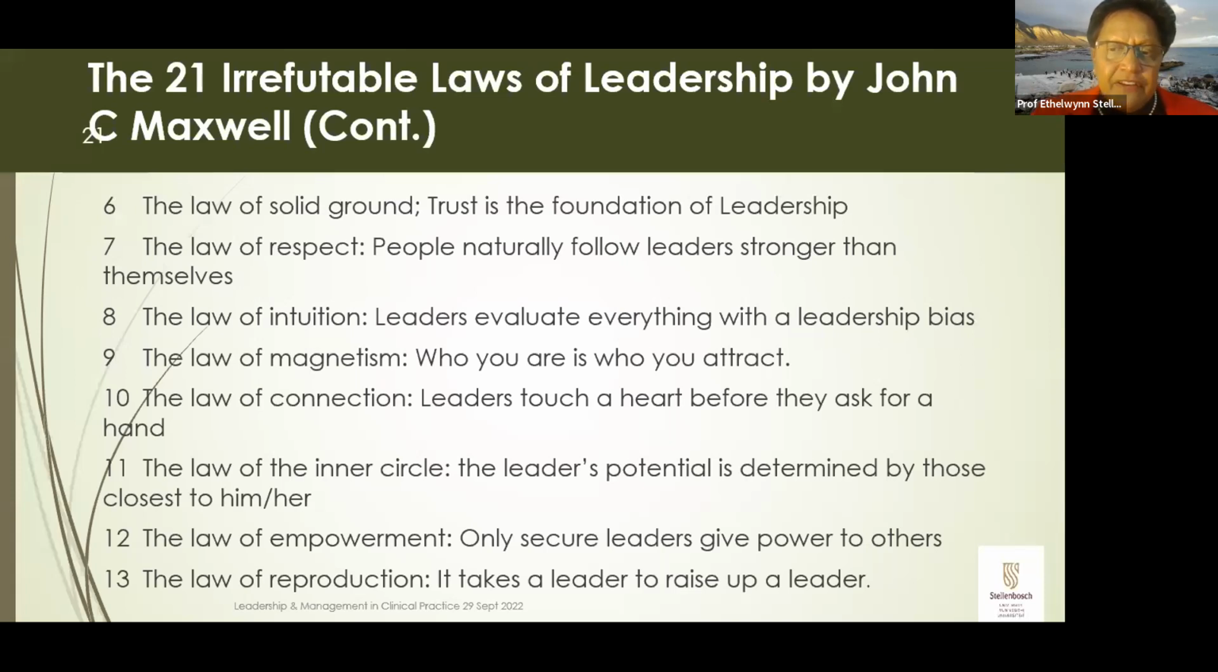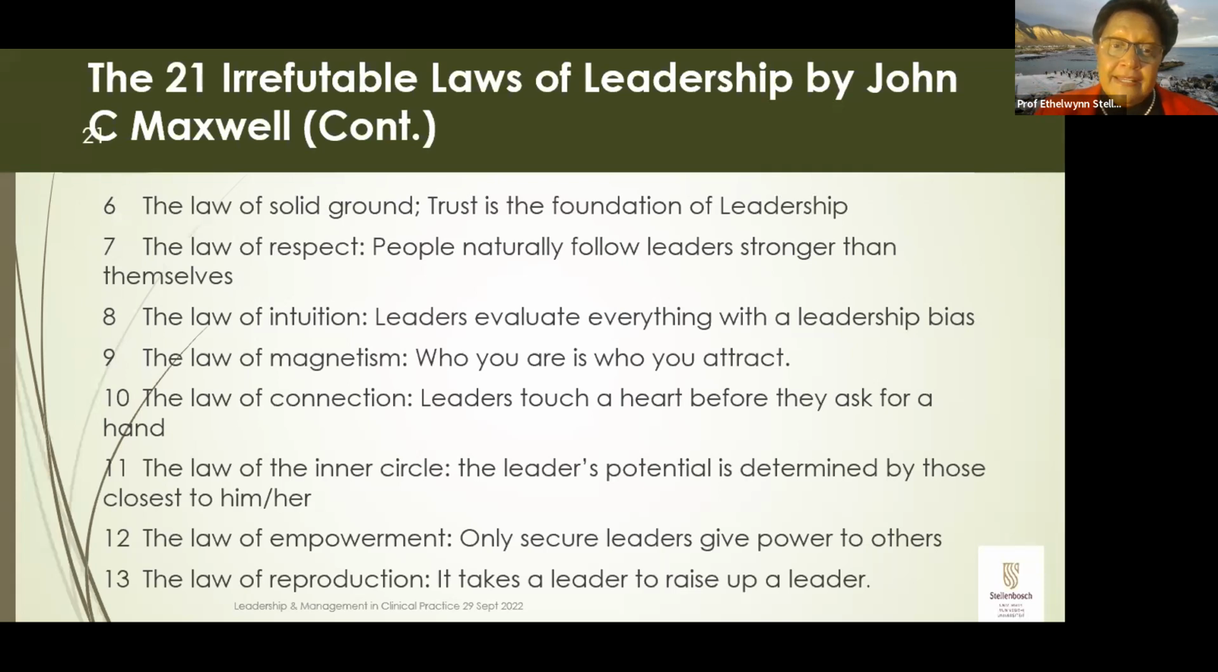The law of intuition. Leaders evaluate everything with a leadership bias. Critically important that one must be careful of bias within your environment, right? Because the staff is clever. They pick up quickly when there's bias in the situation, and you're going to lose staff in that way if you start to favor people. So you evaluate everything with the leadership bias.